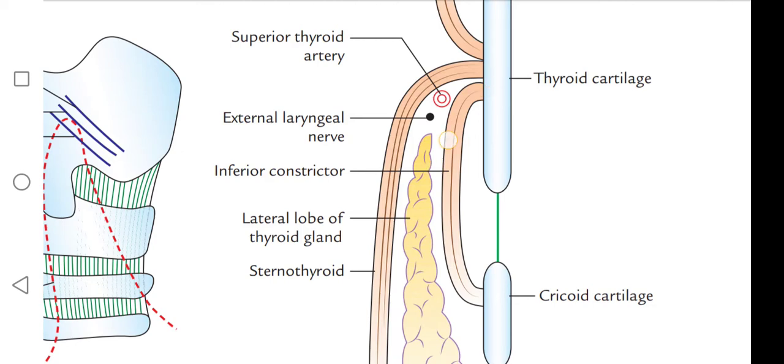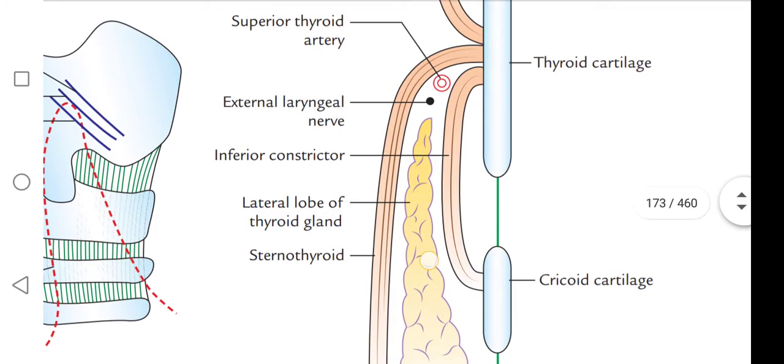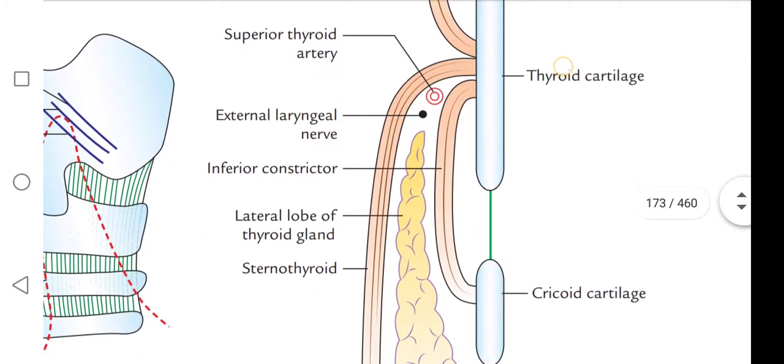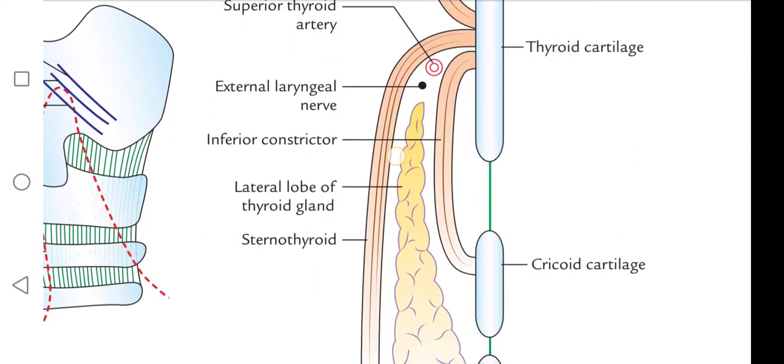Coming to the relations. To the apex of thyroid gland, medially inferior constrictor is present. Okay, this is the inferior constrictor. Laterally sternothyroid muscle is present. Medially inferior constrictor and laterally sternothyroid muscle.